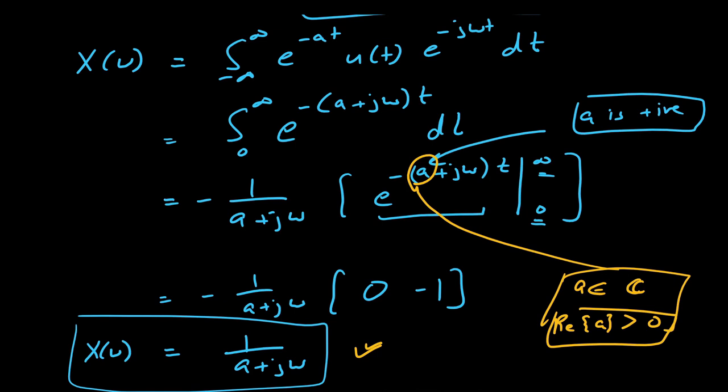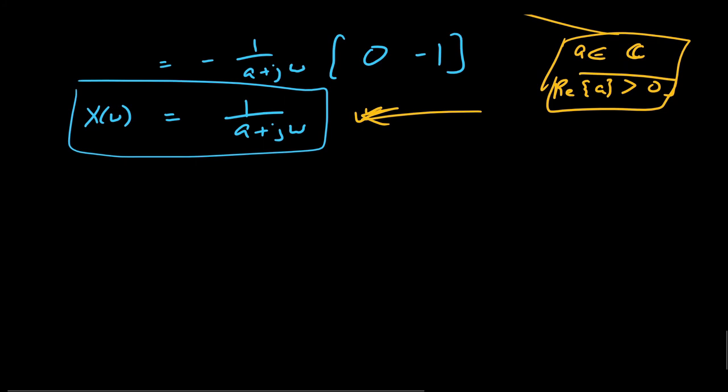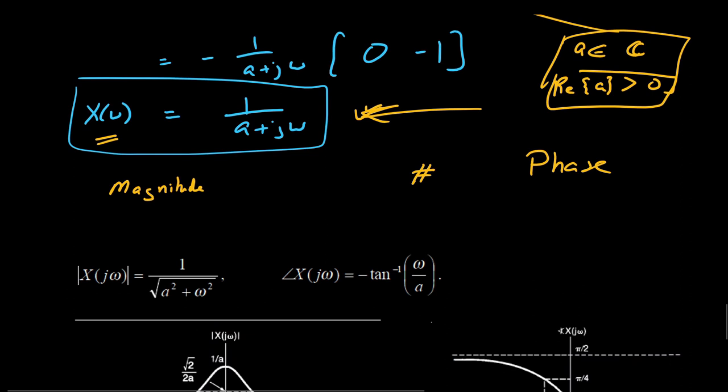Now let us conclude our discussion by including the magnitude and phase spectrum of x of omega. The magnitude spectrum is expressed over here, that is, in the denominator this would be squared and this would be squared, which is mentioned over here. That is, we have 1 over the square root of a square plus b square, the real part and the imaginary part. Whereas for the phase, we have minus tan inverse b by a. So these are plotted over here.